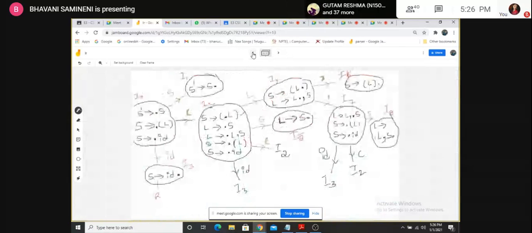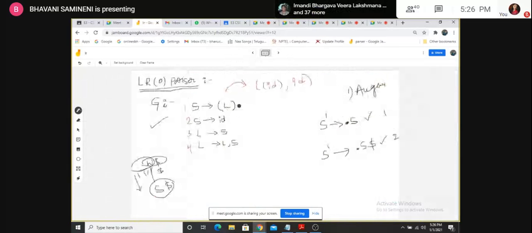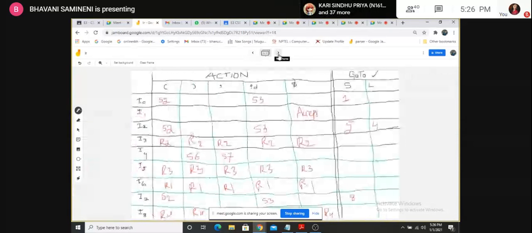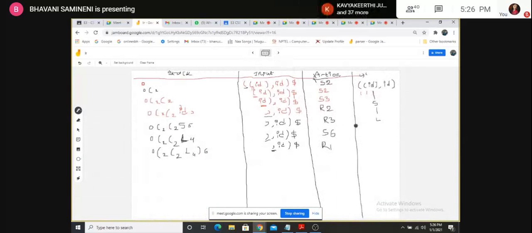What is the first production? The first production is S derives open parenthesis L. That means this is the string we have. We have found this handle from the input tape. The open parenthesis, L, and this close parenthesis all together make S.